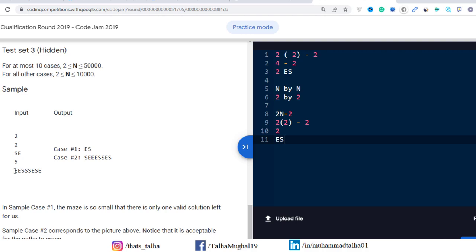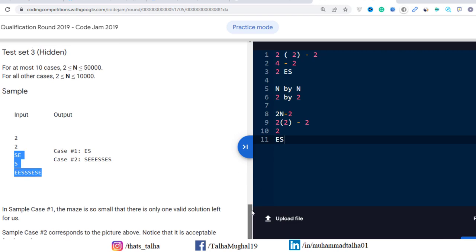In the second test case you can see we started from east, then again east, then south, east, south, and again east. But in contrast, in the output our first move is S. After that we went east, east, east, south, south, east, and south. So this path is different from that path, and that is our goal: we have to return a path which is different from our opponent's path. It can be anything, but it has to be different from our enemy's path.